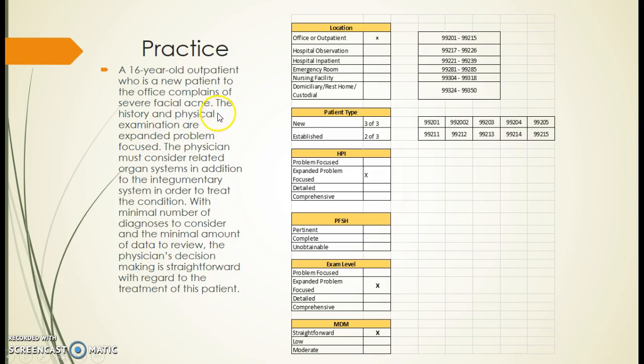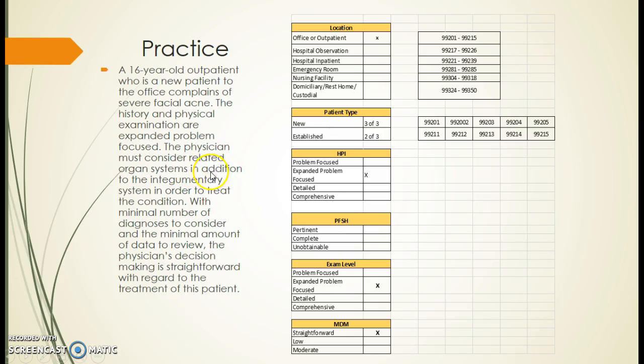The history and physical examination are expanded problem focused. Check. The physician must consider, oh, that's history and physical exam. So they're both expanded problem focused. So I check there and I check here. And then we have all this other stuff in here.